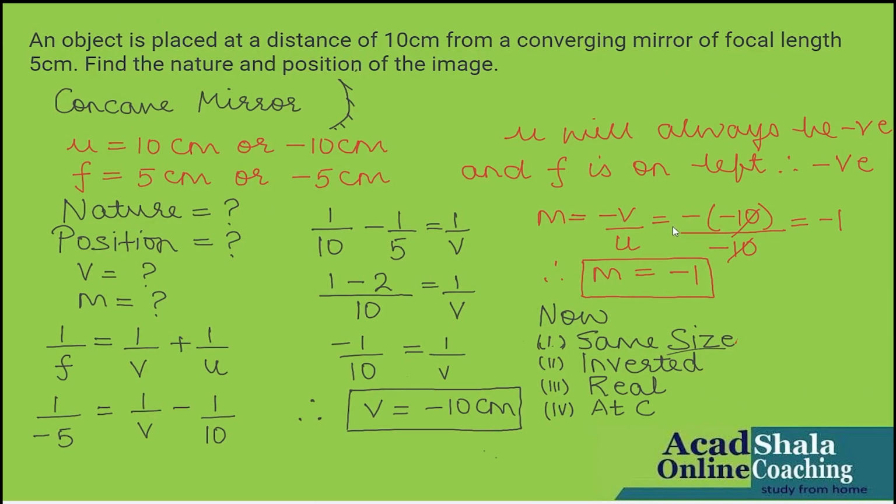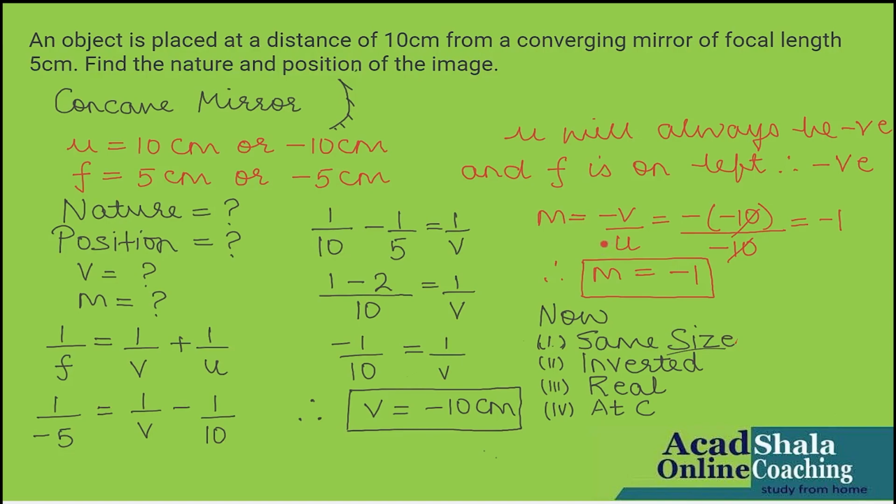The numerical says: an object is placed at a distance of 10 centimeter from a converging mirror of focal length 5 centimeter. Find the nature and position of the image. Try to understand the language of the numerical, what the numerical is trying to tell you.